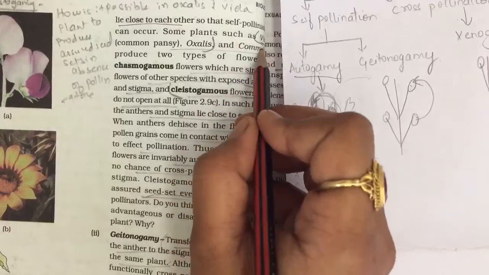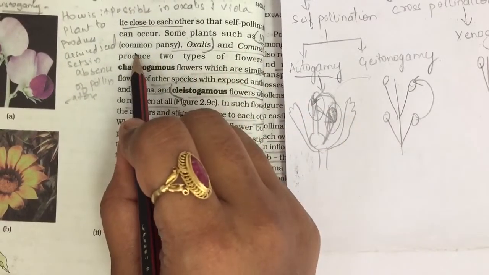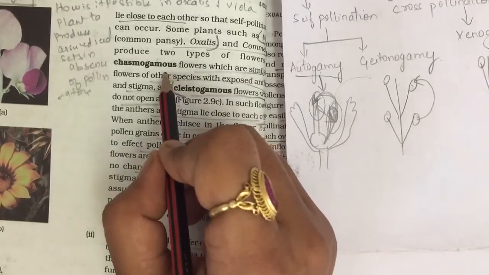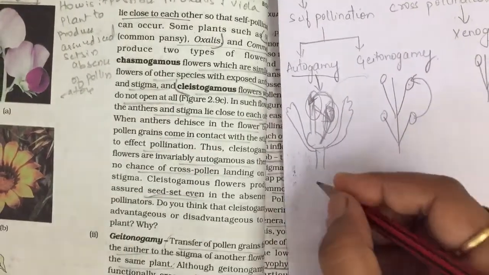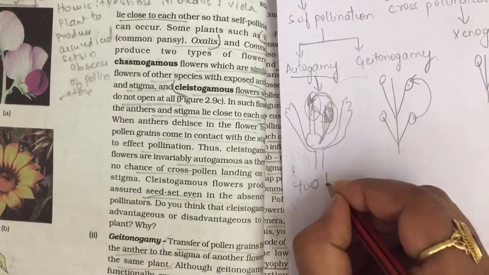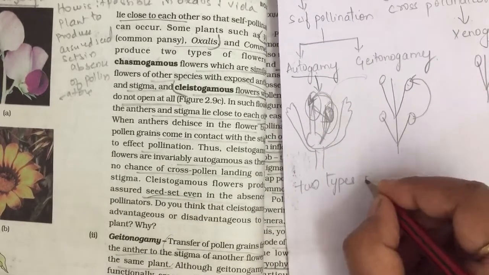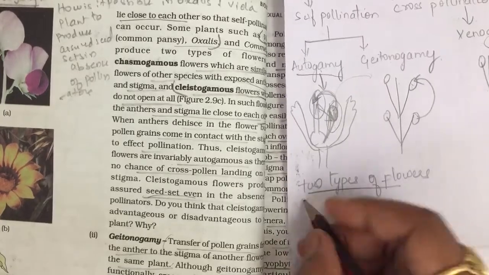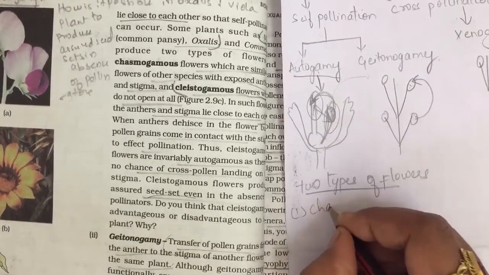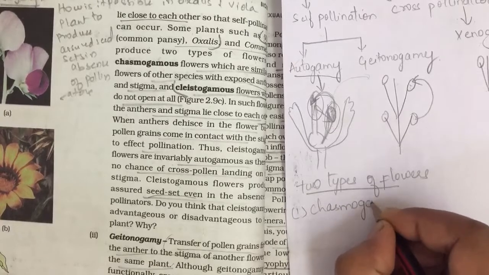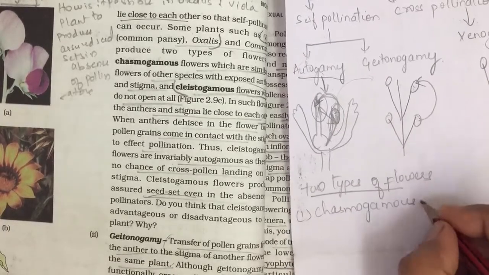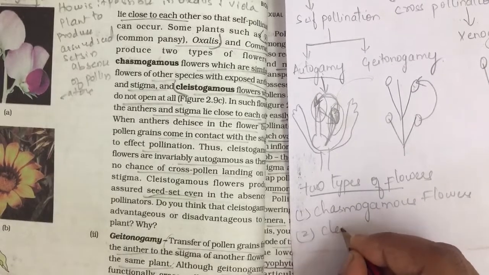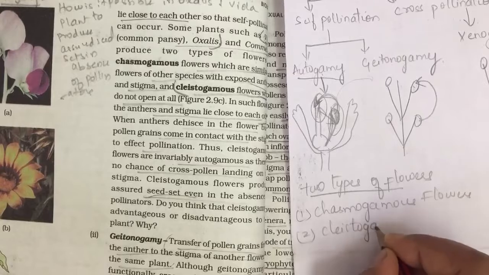Some plants such as viola, which is commonly called the common pansy, oxalis and commelina will produce two types of flowers. One is Xenogamy flowers, and another one is Clistogamy flowers.